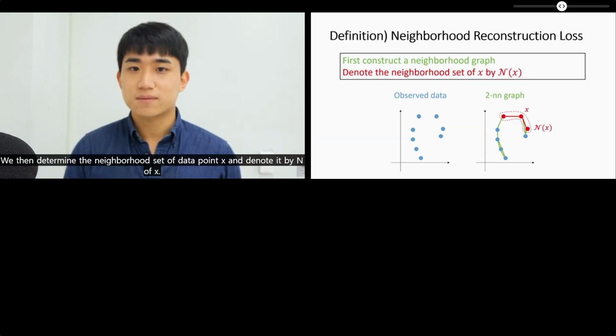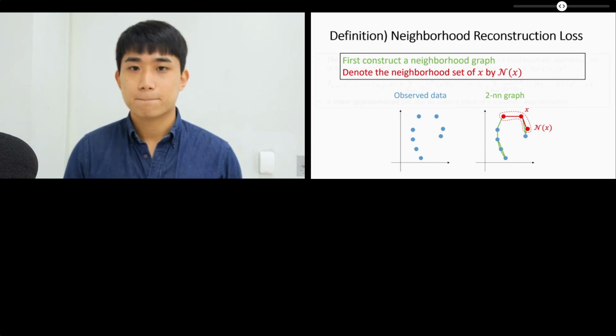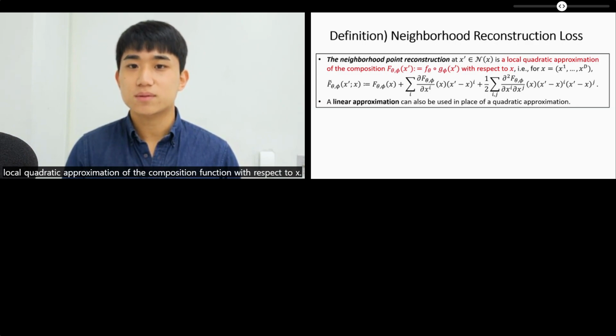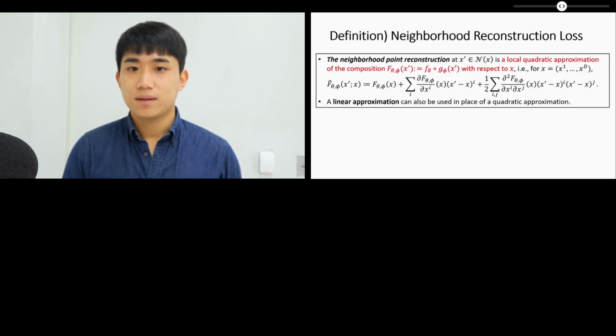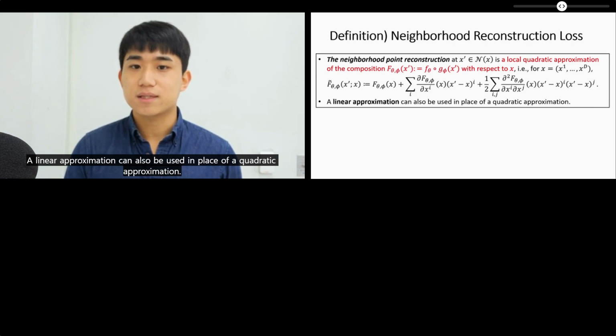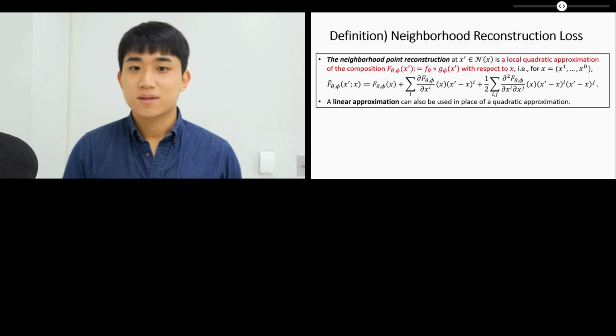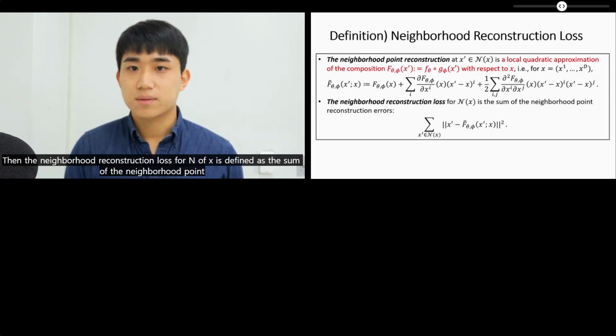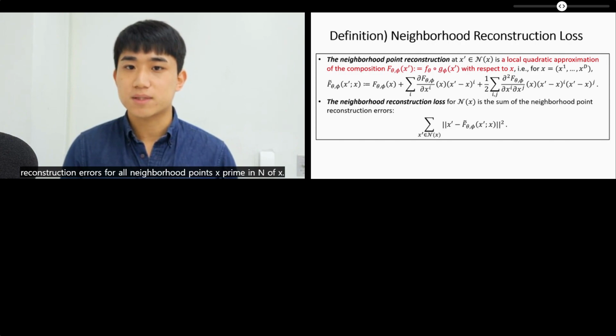We then determine the neighborhood set of data point x and denote it by N(x). For a neighborhood point x' in N(x), the neighborhood point reconstruction at x' is defined to be the local quadratic approximation of the composition function with respect to x. A linear approximation can also be used in place of a quadratic approximation. This reduces the computational burden, and in our later experiments, we examine some of the trade-offs involved in using a linear versus quadratic approximation. Then the neighborhood reconstruction loss for N(x) is defined as the sum of the neighborhood point reconstruction errors for all neighborhood points x' in N(x).